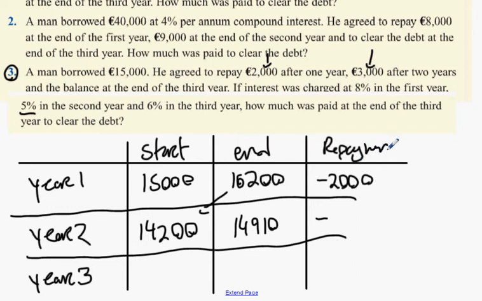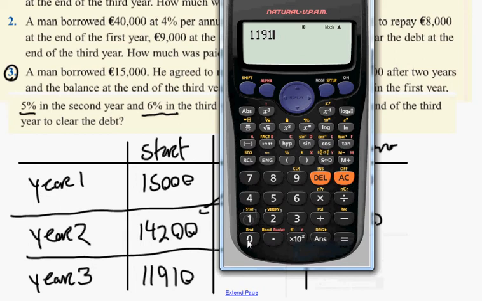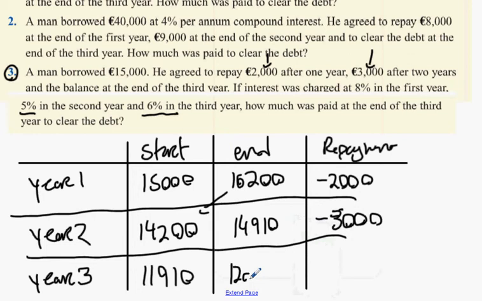Okay? And the repayment is 3,000. So this 3,000 gets taken away from your 14,910 to become 11,910. We add on 6% onto this new number. So our 11,910 multiply by 1.06 to increase it by 6%. And what we get here is 12,624.60. And at the end of year 3, that's how much we owe. Therefore, this is the amount that we have to pay to clear the debt. So that's our answer there.